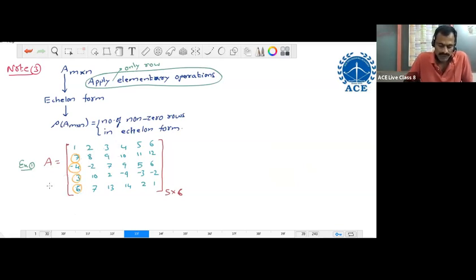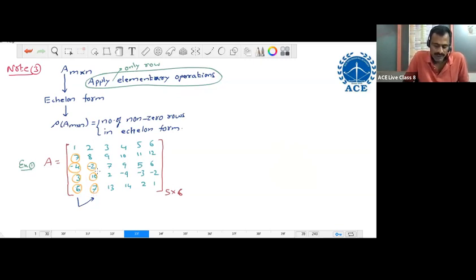After completion of the first column, we go to the next column, that is the second column. Along the second column, 1, 2, below the second element, try to make all other elements as zeros.